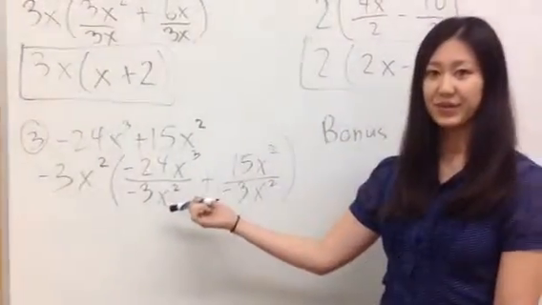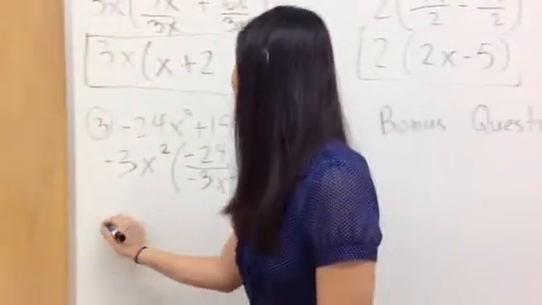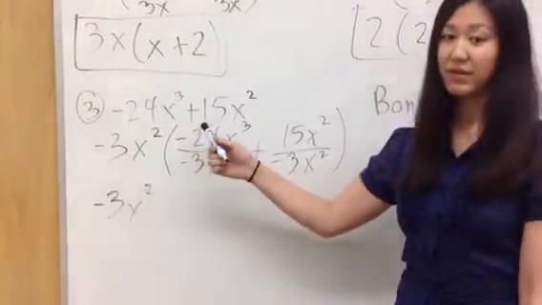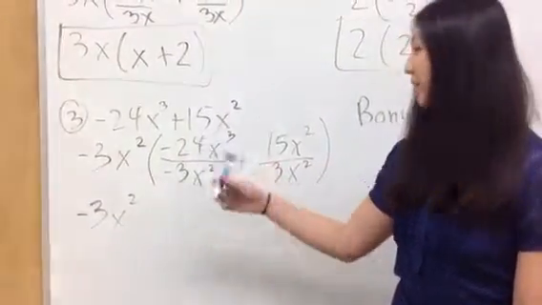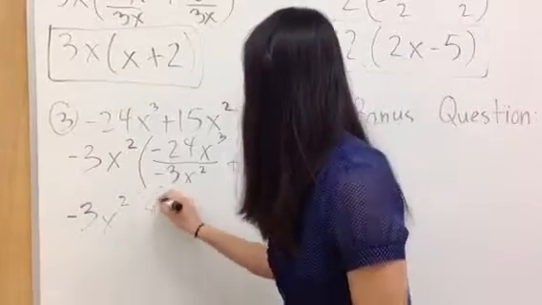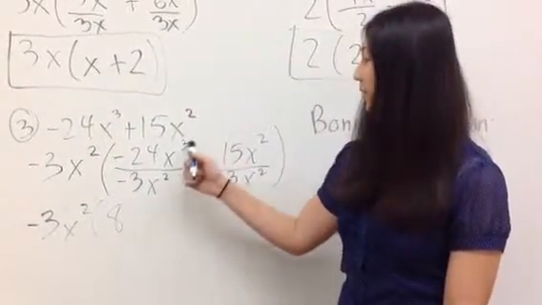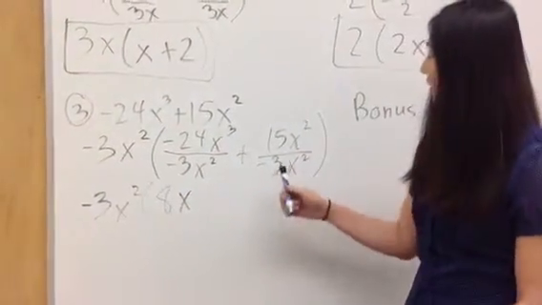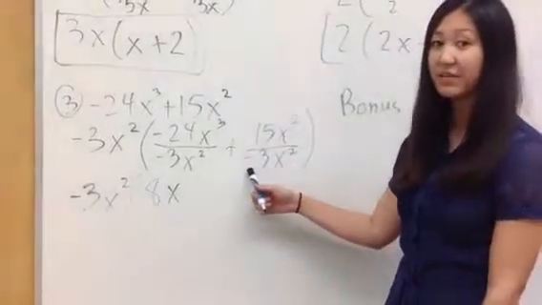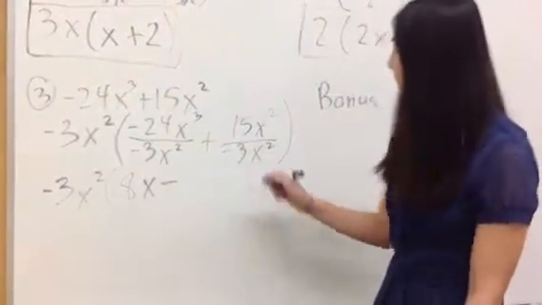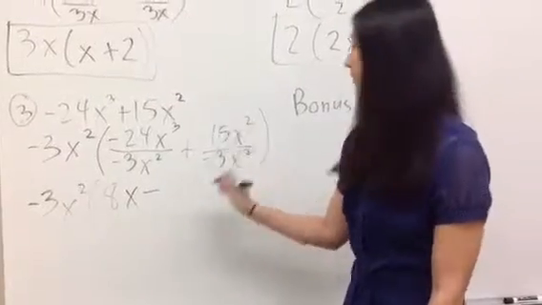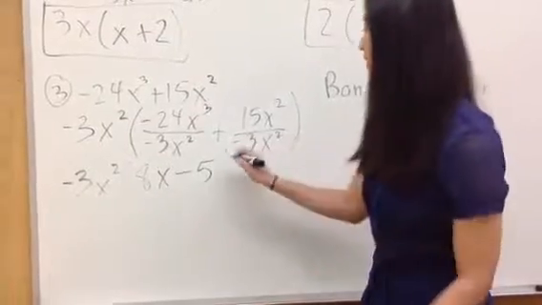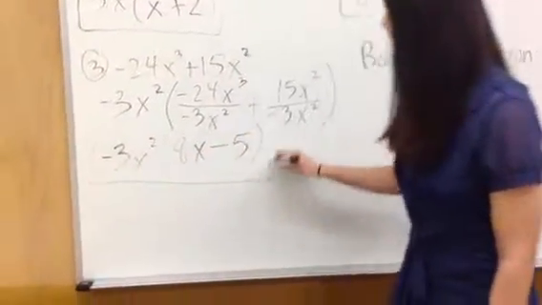And again, I'm just reducing this. Negative 3x squared stays on the outside, and I'm just reducing. Negative 24 divided by negative 3 gives me a positive 8. And again, I'm subtracting those exponents. 3 minus 2 gives me 1, so x. Here I have a positive divided by a negative, so that's going to give me a minus. 15 divided by 3 gives me 5. x squared divided by x squared is just 1, so we just leave that alone. And this is our answer here.